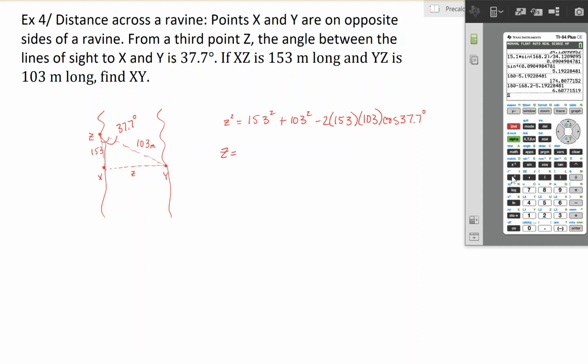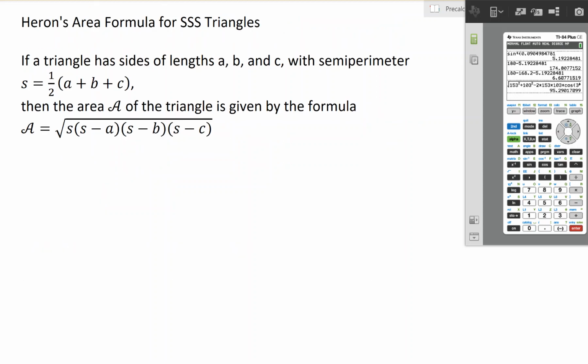So we're going to take the square root to get our z by itself. Let's just put that all in the calculator under square root. 153 squared plus 103 squared minus 2 times 153 times 103 times the cosine of 37.7 degrees, and I get about 95.3. 95.3, and that's in meters for us. Make sure and label it. All right, that's all up for the law of cosines.